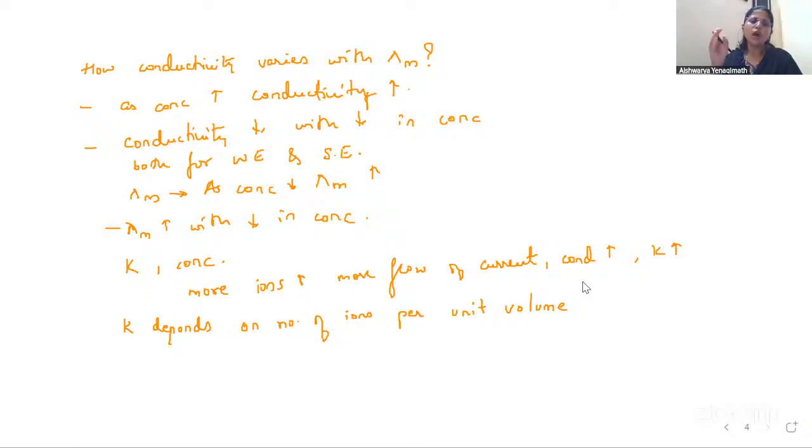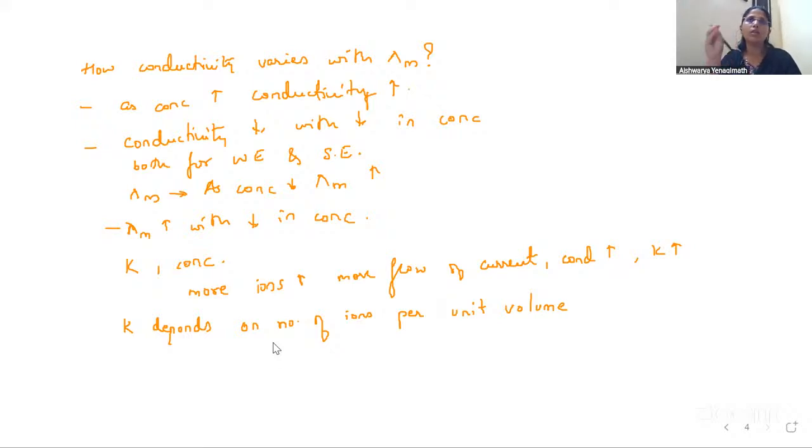So if you are going on increasing the concentration, number of ions will increase. Number of ions is increasing, so conductivity will also increase. If you go on decreasing the concentration, number of ions will decrease. Simple. So conductivity also decreases. Now the same thing we will see in a different way. That means if you are decreasing the concentration, what does it mean?